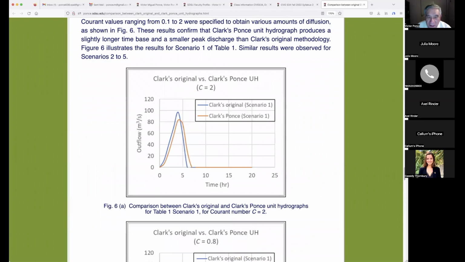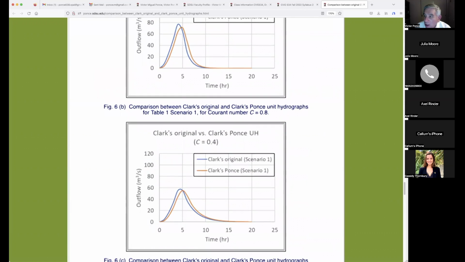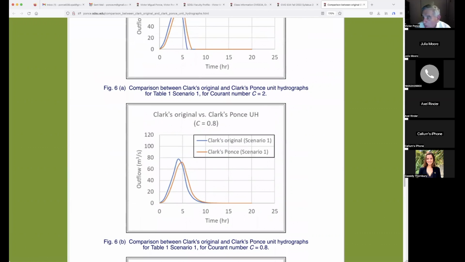This is for different C's. C is the Courant number. That is the delta T over K. Courant number 0.8 and then Courant number 0.4. I'm going to talk more extensively about the Courant number later on in the next publication. By the way, the issue of Courant is an interesting issue that we need to explain in here.